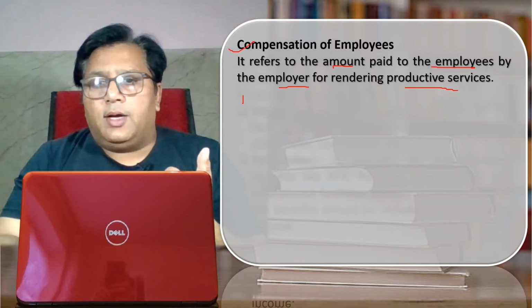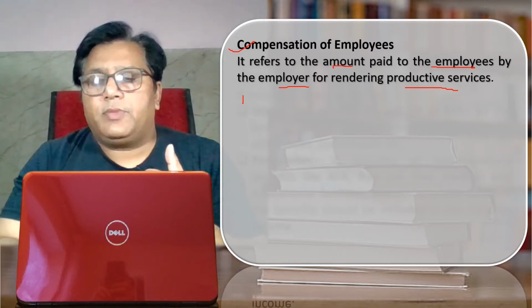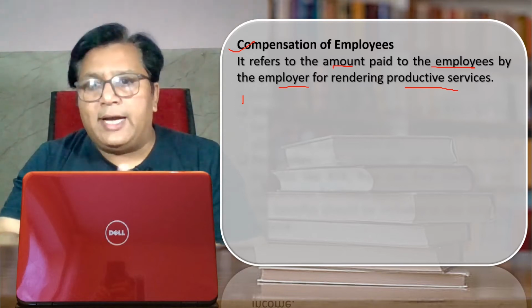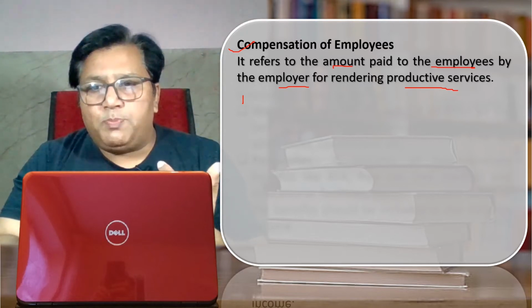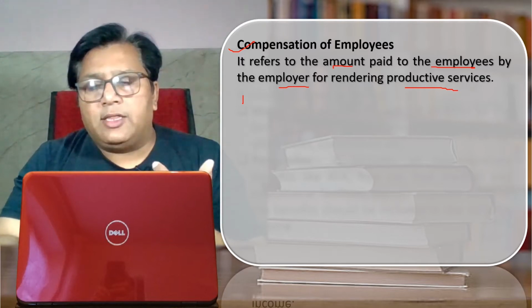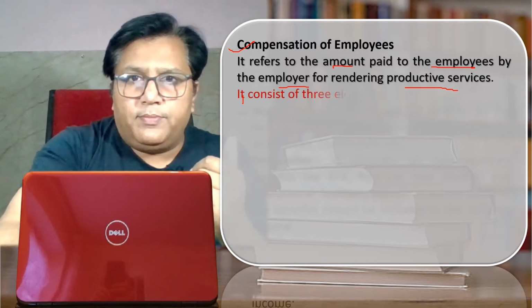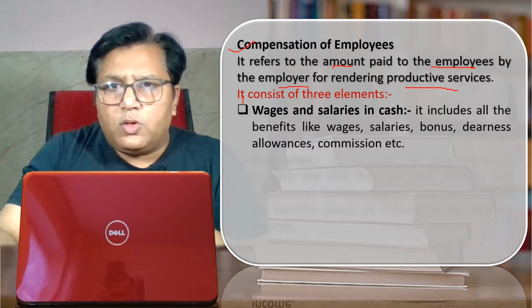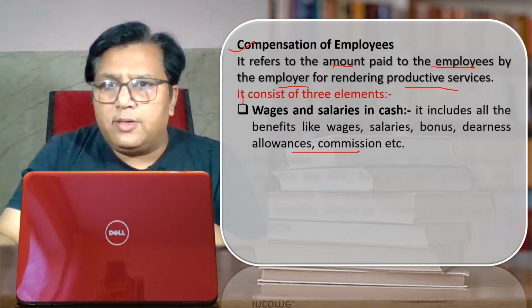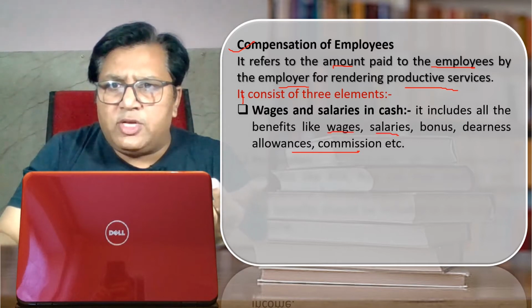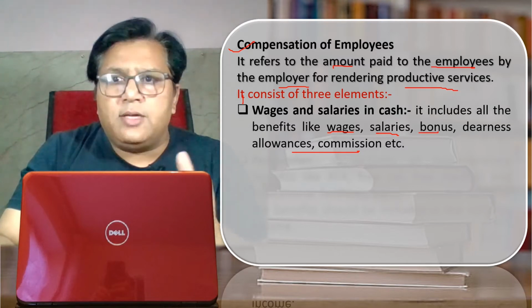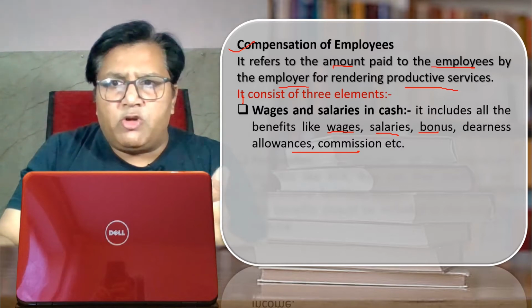It consists of salary and wages in cash. It consists of perquisites, and it consists of the employer's contribution to old age benefits. So compensation of employees is the summation of three items. The first one is salary and wages paid in cash, second is perquisites, and the third one is the employer's contribution. Let us discuss the first one, that is the salary and wages in cash. It includes all the monetary benefits which the person is getting, and the monetary benefits consist of wages, salaries, bonus, etc.